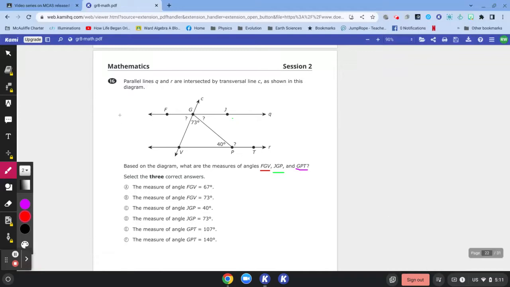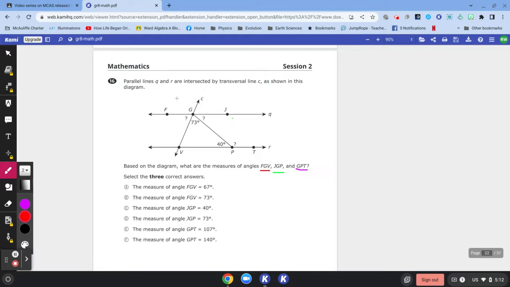I'm going to talk about number 16 from the 2021 8th grade Math MCAS. This one's about transversals and parallel lines, and also a little bit about triangles and how a straight line is 180 degrees. So we have a couple parallel lines, line Q and line R, and we're told they're parallel, and they're intersected by a transversal line C.